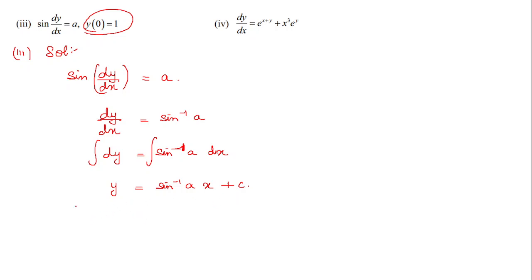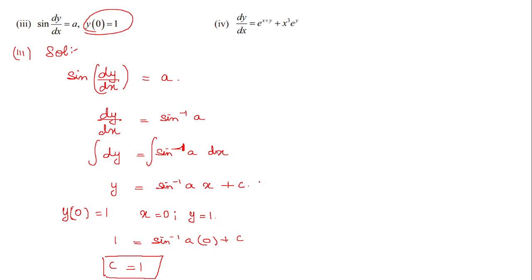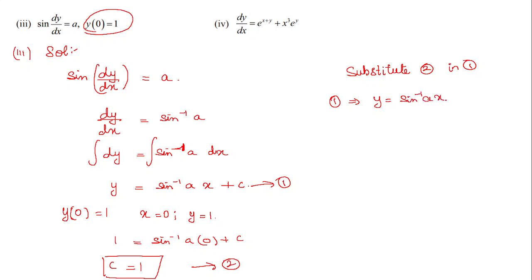So here, what else was given? y of 0 is equal to 1. What does y of 0 is equal to 1 mean? x is equal to 0, y is equal to 1. So substituting that, we will get 1 is equal to sin inverse of a into 0 plus c. So we will have c is equal to 1. We are going to substitute c in this equation 1. So substitute 2 in 1. So 1 implies y is equal to sin inverse of a x plus 1.